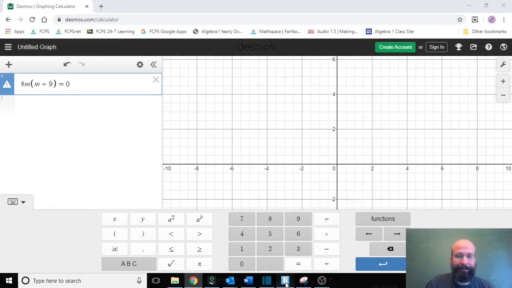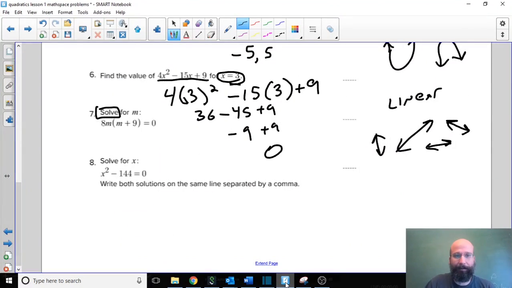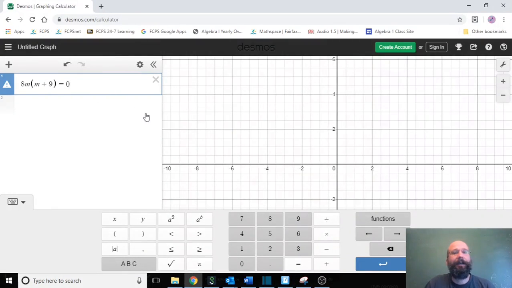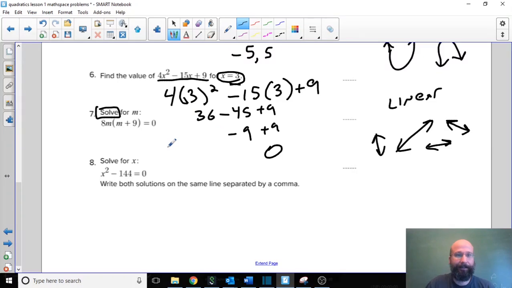All right, so I have this in here. 8m and m plus 9 equals 0. And there's no line. Another tricky thing with Desmos is Desmos won't put that line unless it's an x. So we got to change m to x. And now we see our quadratic. So our answers where it crosses the x-intercept are -9 and 0. So we go back, solve for m, -9, 0.